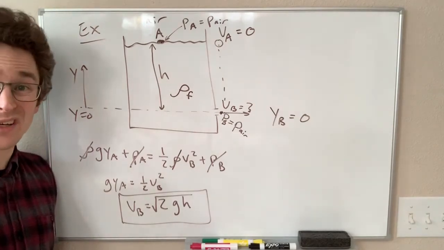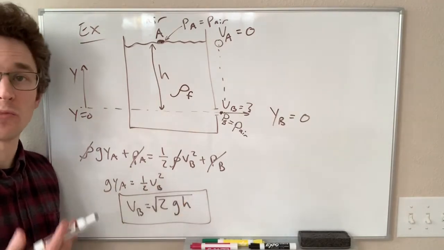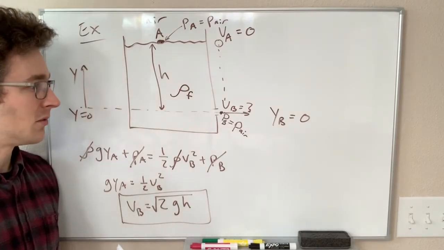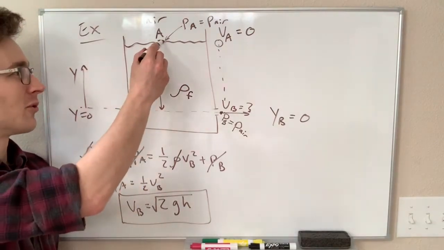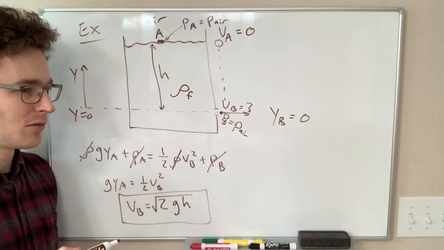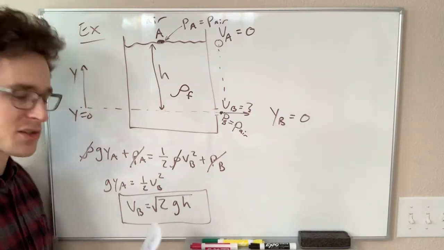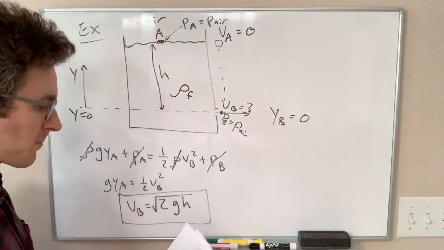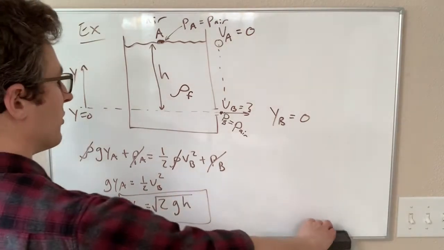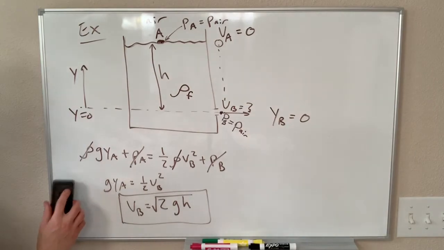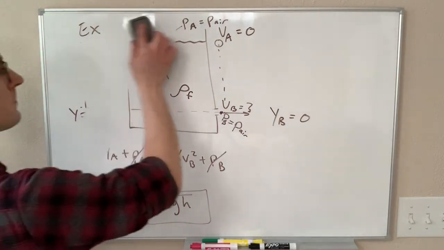And that is exactly because this Bernoulli's equation is coming from conservation of energy. So if energy is conserved going from A to B, we shouldn't be surprised that we get the same answer for the velocity because of that conservation of energy. Let's do one more Bernoulli's equation example. We'll do one with numbers now also.